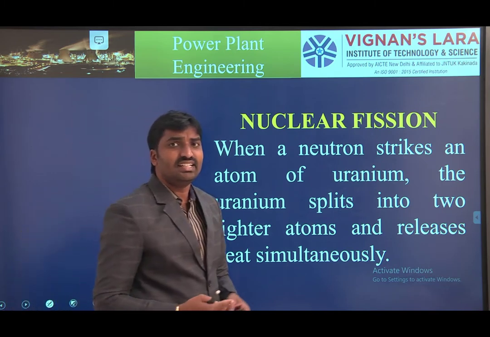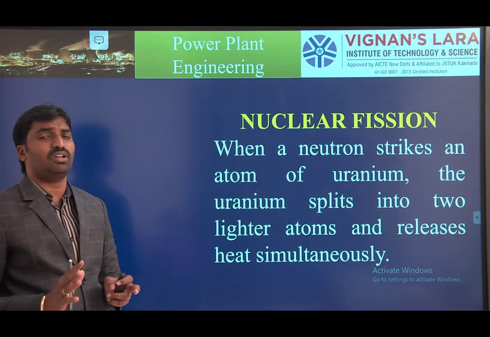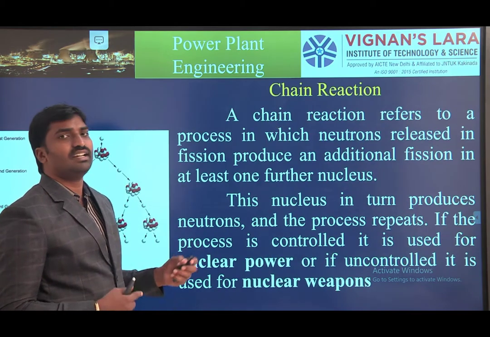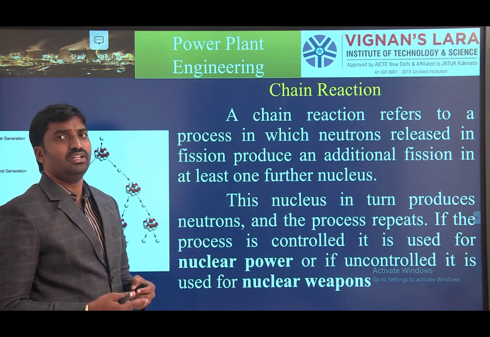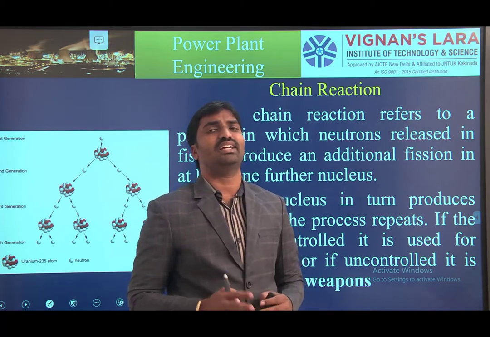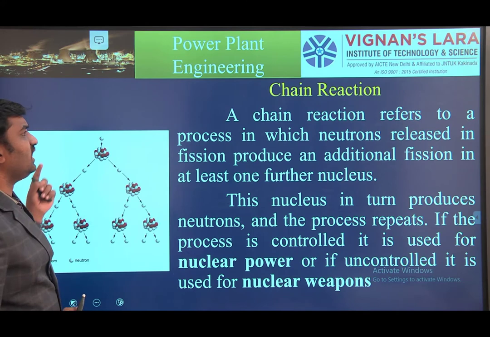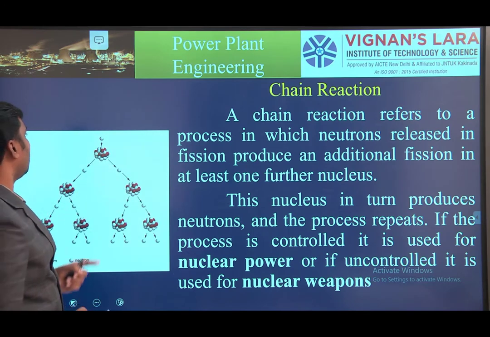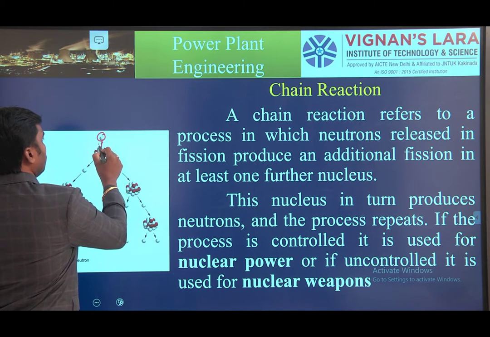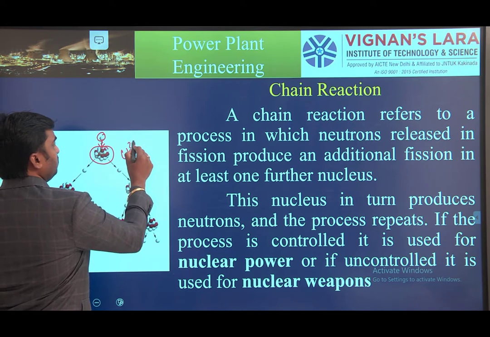That heat is continuously released. If you control the amount of heat released, that process is known as a nuclear reactor process. Especially here we are discussing the chain reaction. A chain means that initially it starts with one neutron, that neutron collides with one atom, and this is uranium-235.